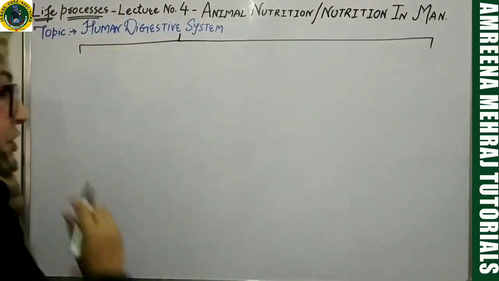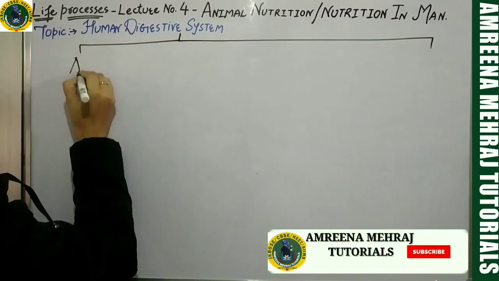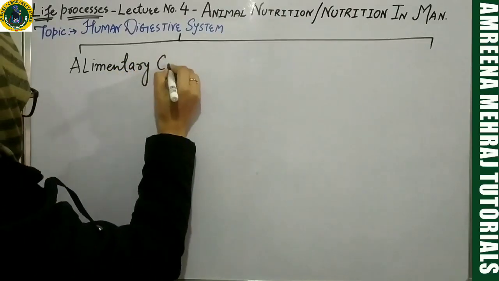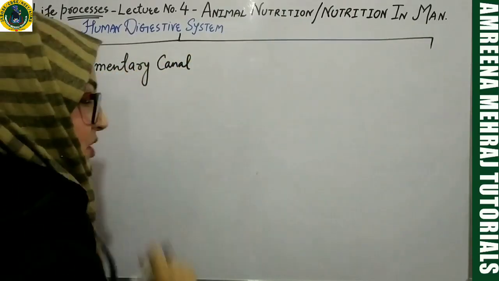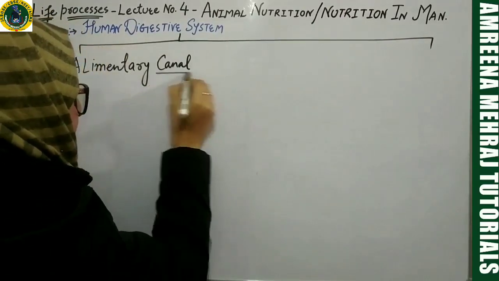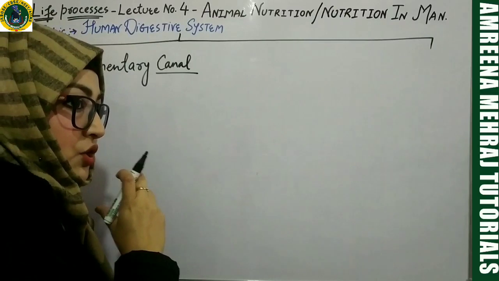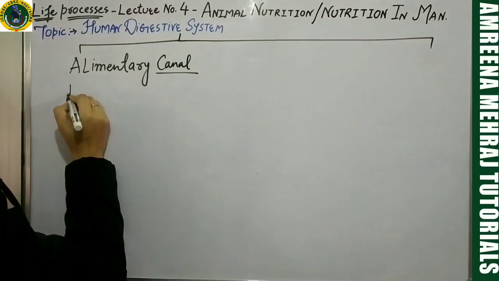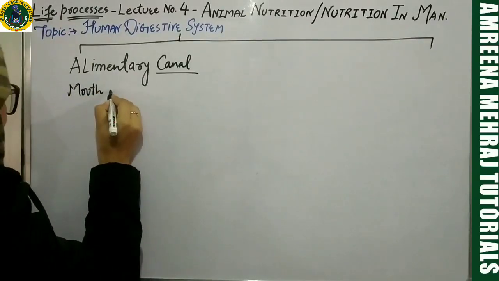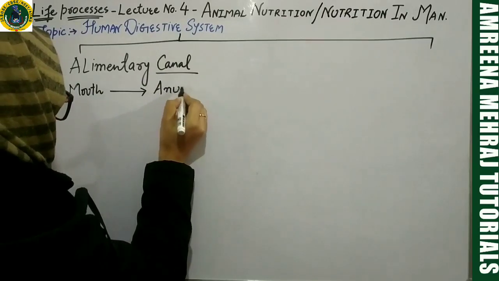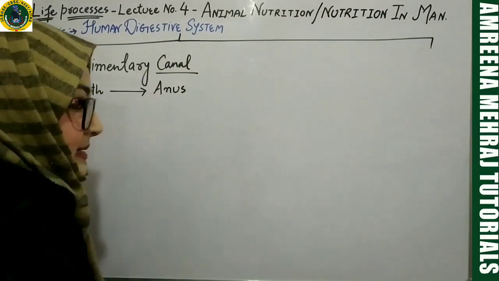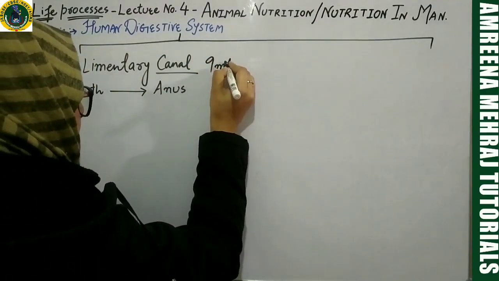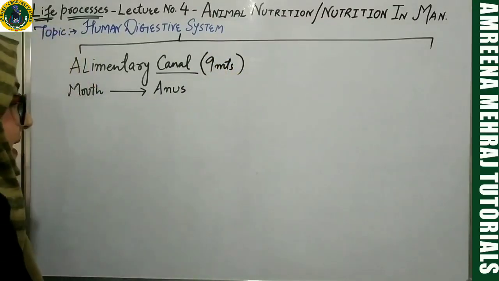The first component of the human digestive system is our alimentary canal. You can notice this word canal. Canal is something called a tube. So the alimentary canal is basically the tube which starts from the mouth and ends at the anus. This tube from mouth to anus is called the alimentary canal. Roughly, it is 9 meters long. It's a long tube.